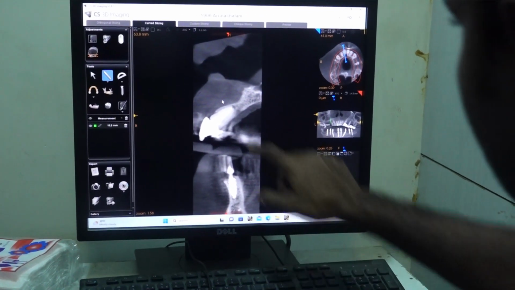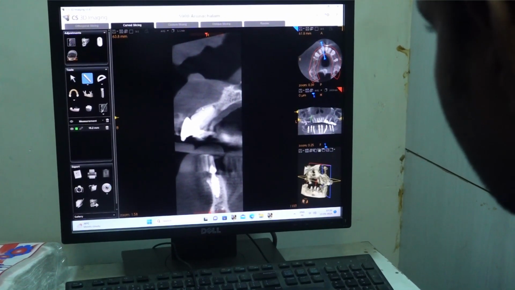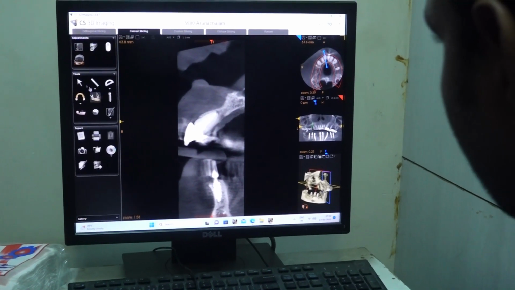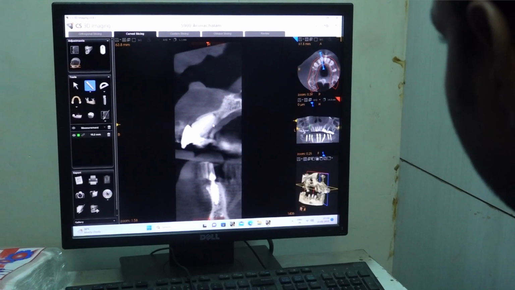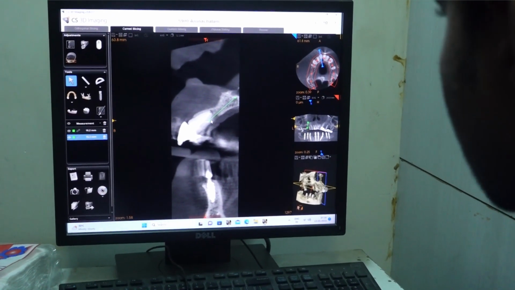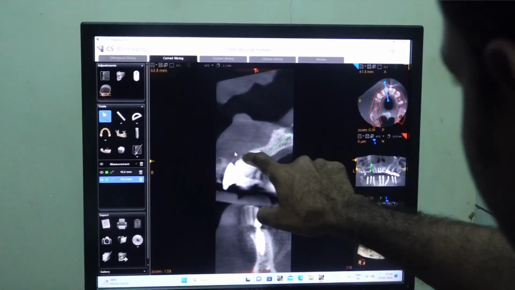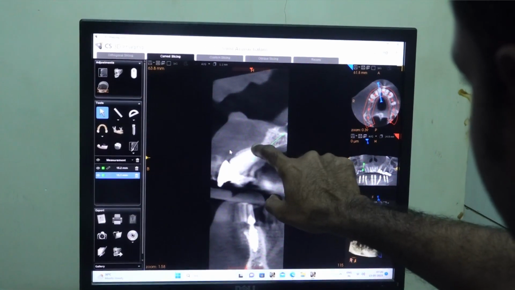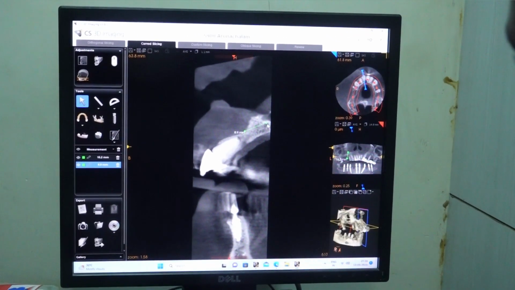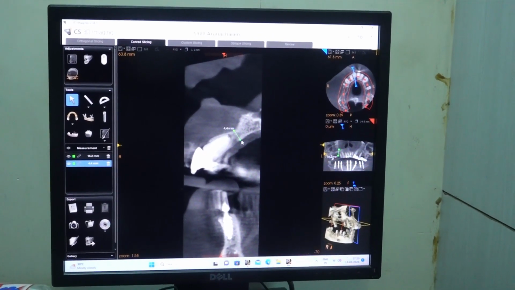You can see the labial plate is very thin. We will do some kind of plasty till here. Okay. So we will measure from here to here. Almost 16 mm is sufficient. You can see the hourglass appearance here also. Here it becomes much wider. Bone is around 4.4, which is sufficient.